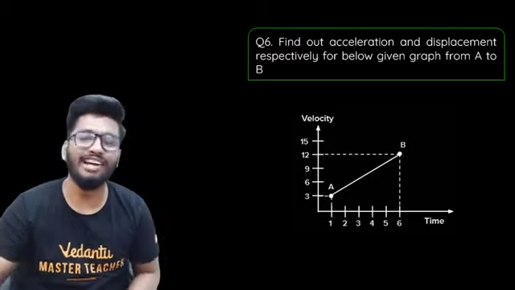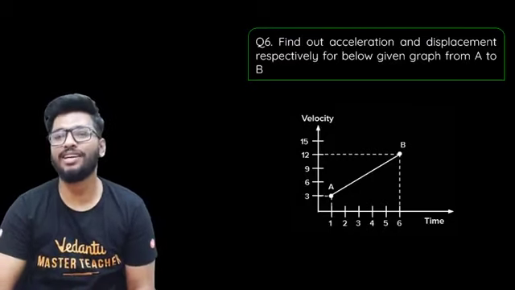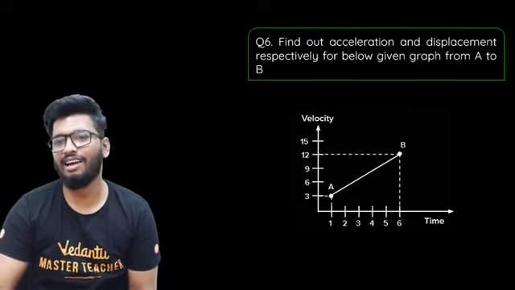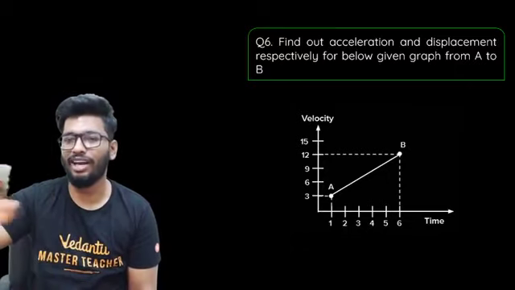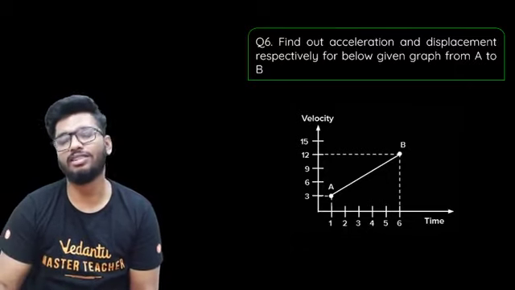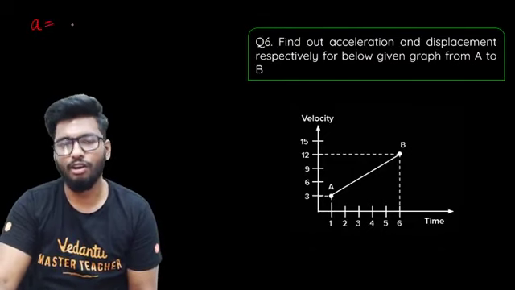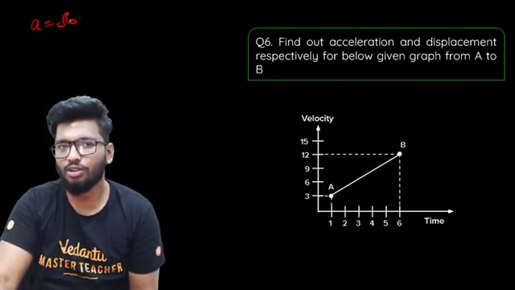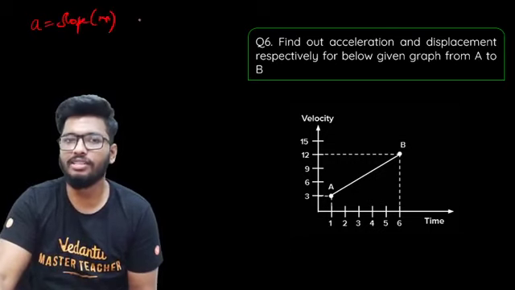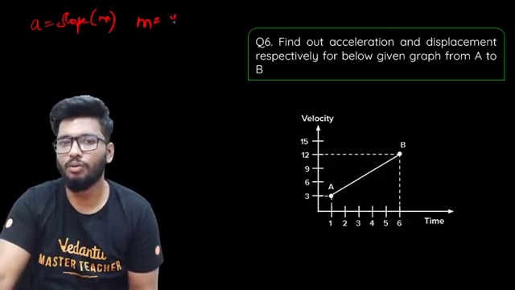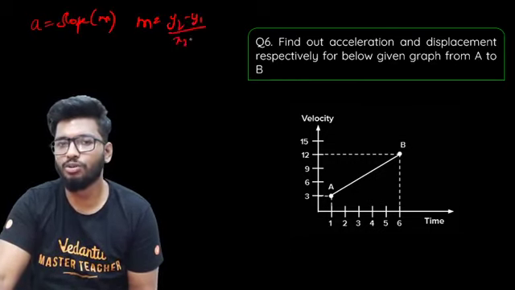The question is, find out what is the acceleration and displacement respectively for the given graph from A to B. So the body is going from A to B, find out the acceleration as well as the displacement. So how do you find out the acceleration? Acceleration is basically the slope of the curve. Slope is given as m. So m is equal to (y2 minus y1) divided by (x2 minus x1).